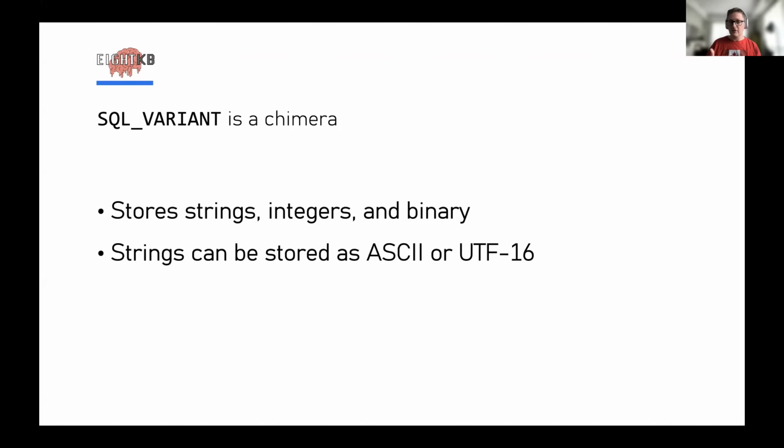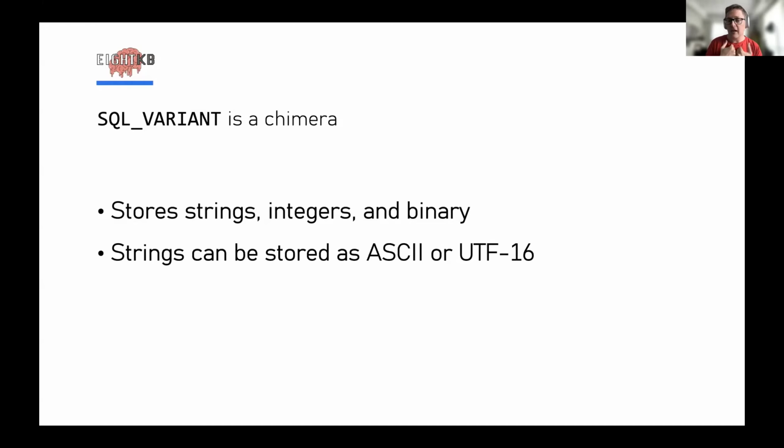So in SQL variant, you can store strings as ASCII or UTF-16. Notice that it doesn't say UTF-8. That is because I haven't tested it. It's not because it's not there. I don't know if it's supported. I have not tried because it depends on the collation of your database.